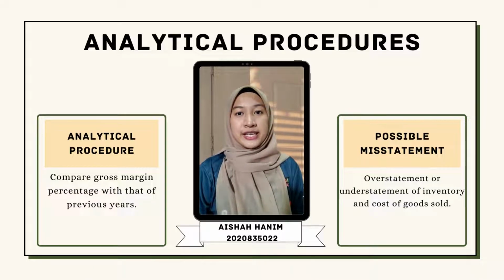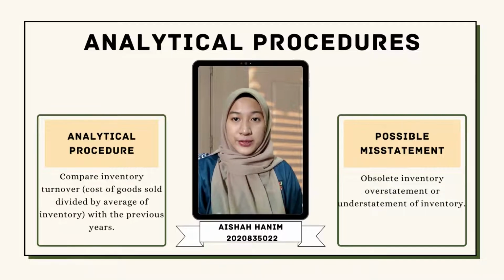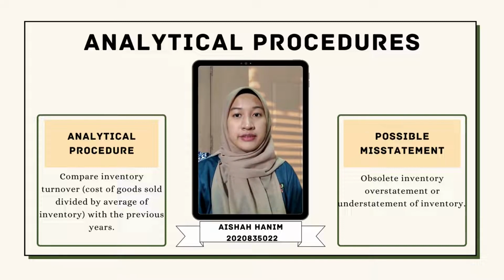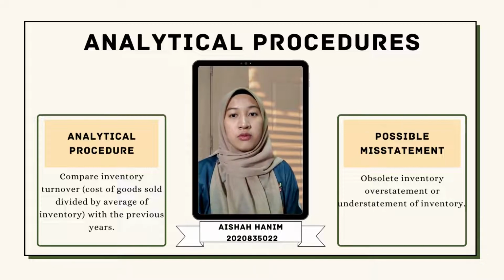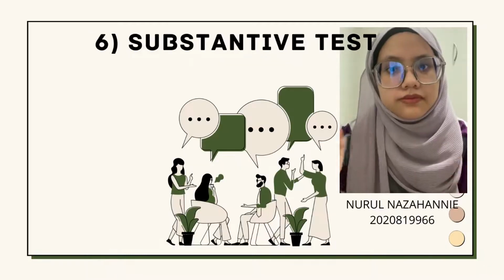The next analytical procedure is compare gross margin percentage with that of previous years. The possible misstatement is overstatement or understatement of inventory and cost of goods sold. The last one is compare inventory turnover, which is cost of goods sold divided by average of inventory, with the previous year. The possible misstatement is obsolete inventory, overstatement or understatement of inventory.